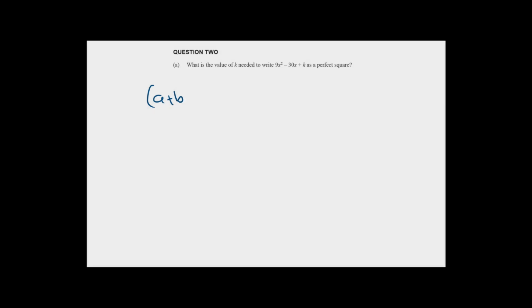On to question 2. What is the k needed to write 9x squared minus 30x plus k as a perfect square? So a perfect square, of course, is a plus b, squared. In order to do that, I can think of a couple of ways to do it. There's a cute way of doing it, but let's use the brute force method. That always works.